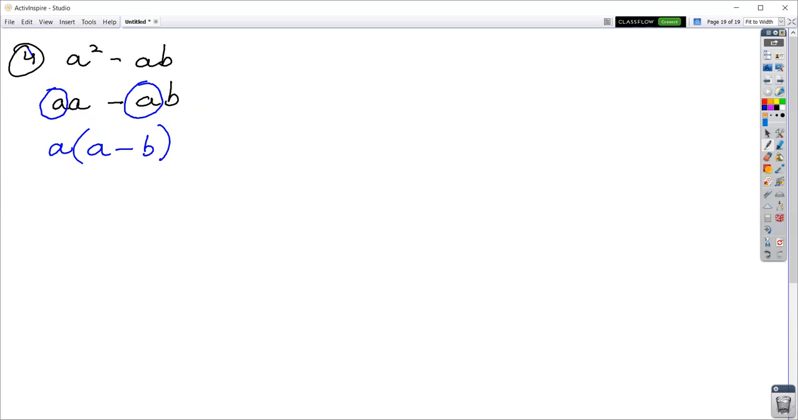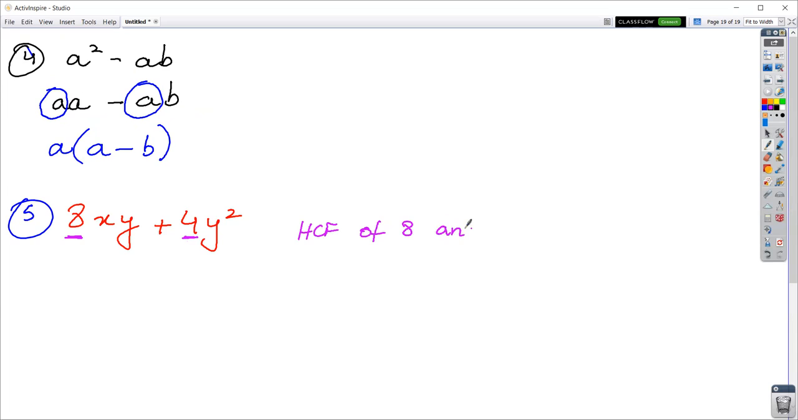As I said, we can factorize the number and the variable both. So here's the best example to see where we can factorize the number and the variable. We have 8xy plus 4y squared. We are always going to start with the numbers. So there's the number 8, there's the number 4. The highest common factor of 8 and 4 is 4. We're going to take 4 outside. So I'm doing the numbers first, then I'm going to do the variables.